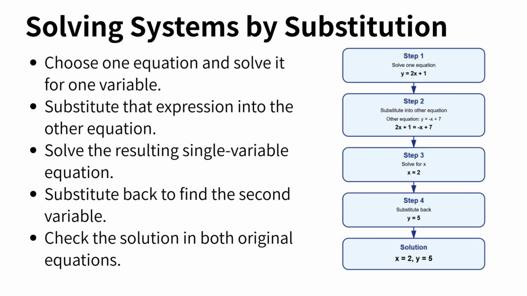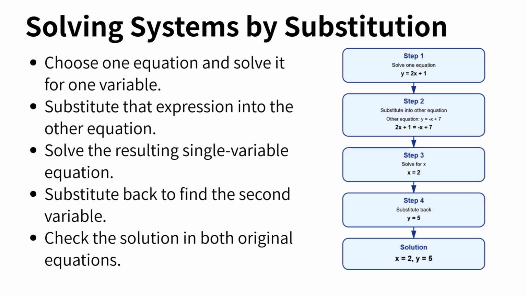Now, let's walk through how to solve a system of linear equations using substitution. This method is especially helpful when one of the equations can be easily solved for a variable. Step 1. First, take one of the equations and solve it for y. Here, we use the equation y equals 2x plus 1. This gives us a clear expression for y in terms of x.